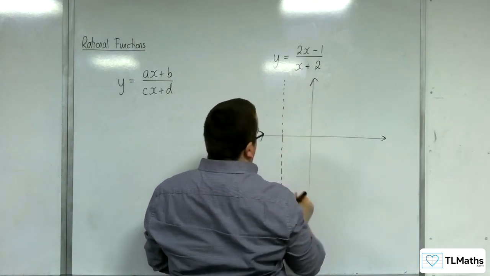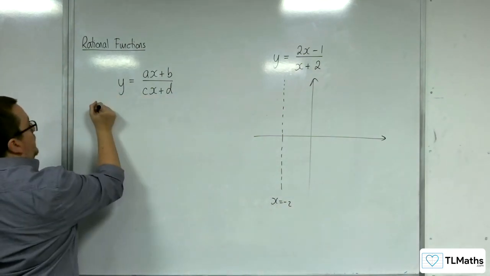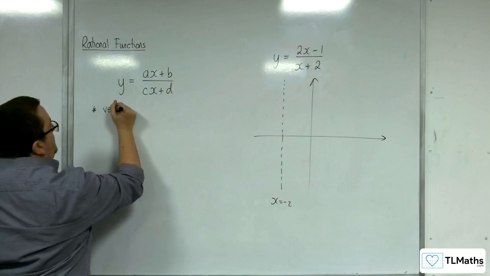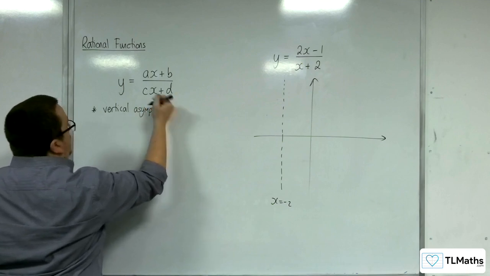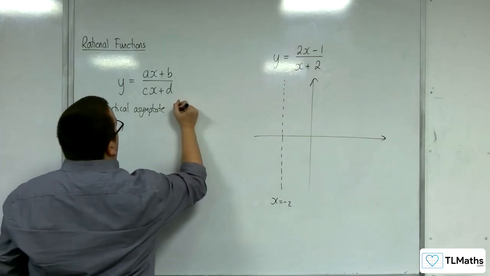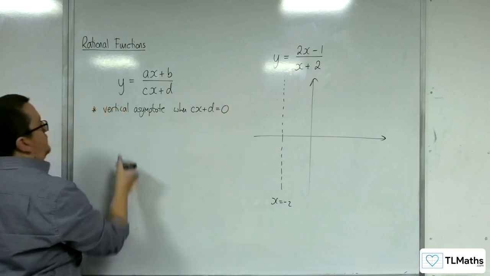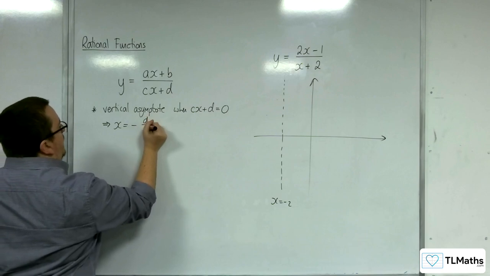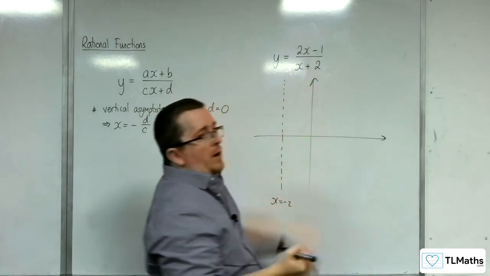Are there any vertical asymptotes? So in general, my step one would be: are there vertical asymptotes? Well, for these types of graphs, there'll only be one vertical asymptote. There is a vertical asymptote when cx plus d is equal to 0. You can rearrange that to get x is equal to minus d over c. So in our case, it's x equals minus 2.